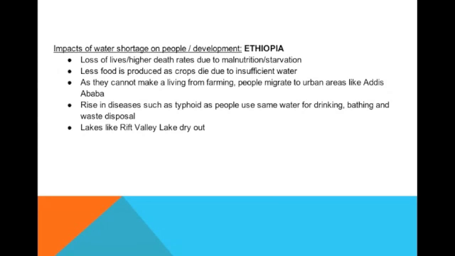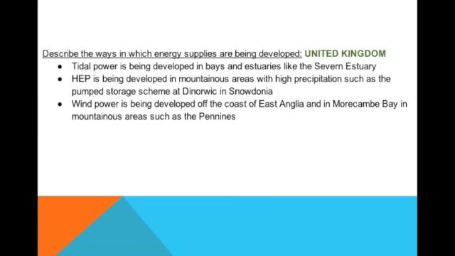Also, there is a rise in diseases such as typhoid as people use the same water for drinking, bathing, and waste disposal. And lakes like the Rift Valley Lake do dry out. So, another one, describe the ways in which energy supplies are being developed. In the United Kingdom, that's going to be the case study. Well, this is, by the way, a very tricky one.